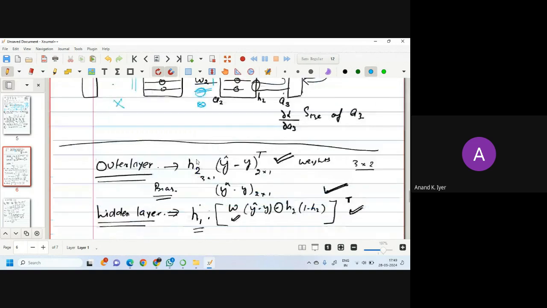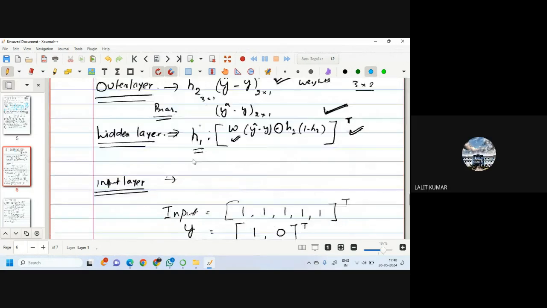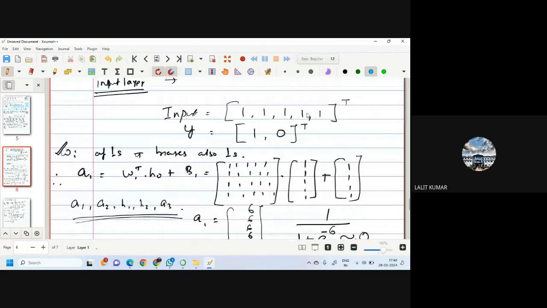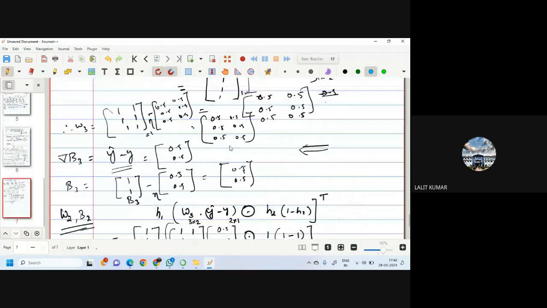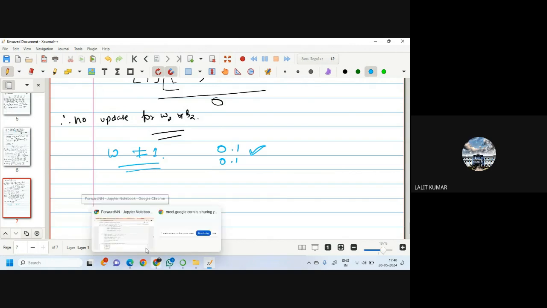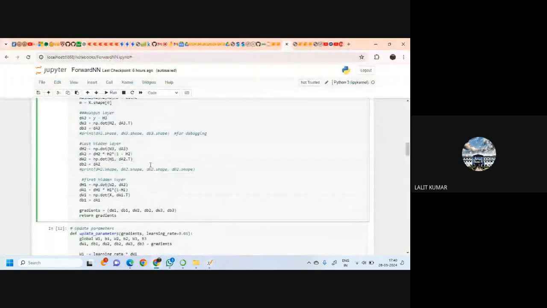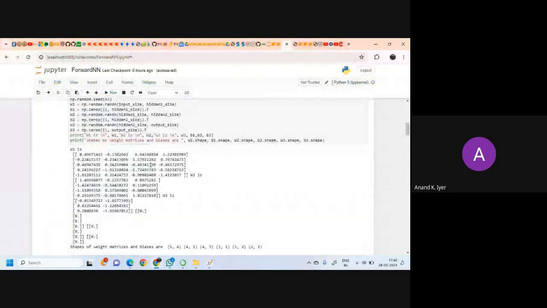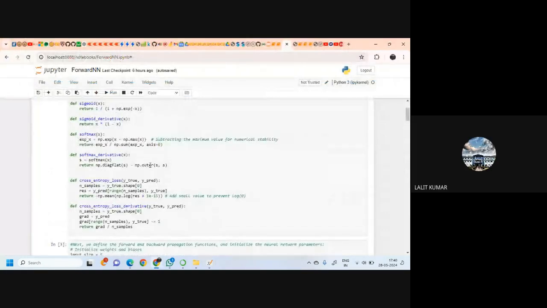How can that happen? This is for this example, where we are taking all ones, because generally the weights are never initialized as 1. Weights you will be initializing like 0.1, 0.1, like this. That's why in the notebook I have initialized weights differently, with random values.